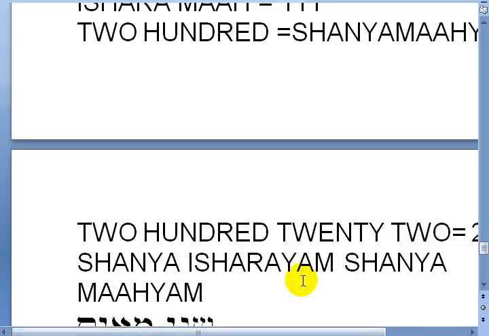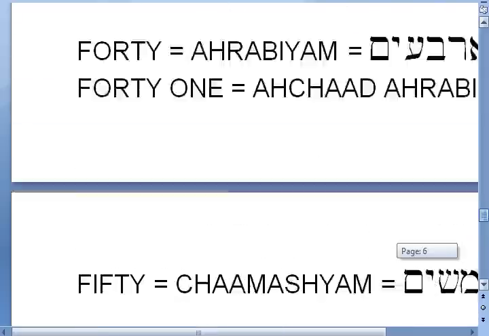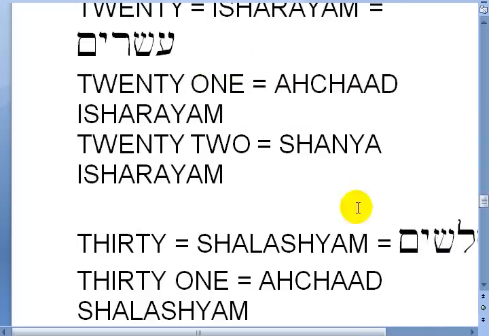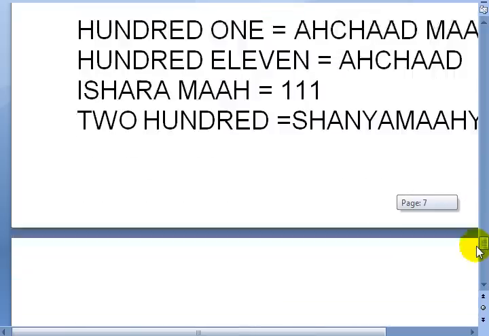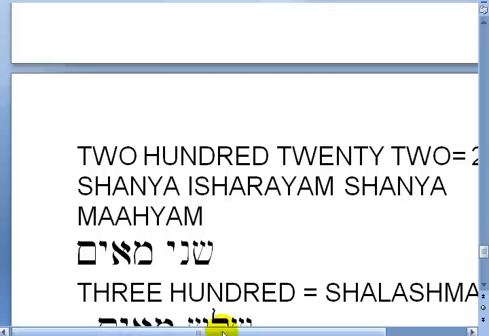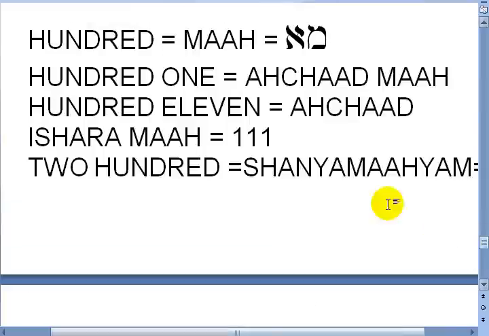Because Shanya Aisharayam is what? 22, right? Let's go back up here to 22. Shanya Aisharayam. So that's 22. So you've got that covered, the 22 at the end, and then Shanya Ma'ayam, because 200 is, did you see it there?